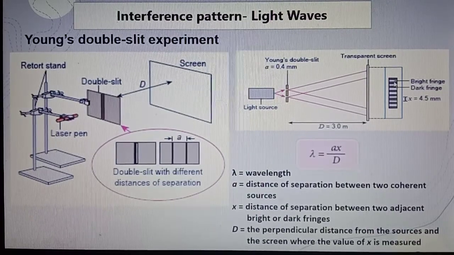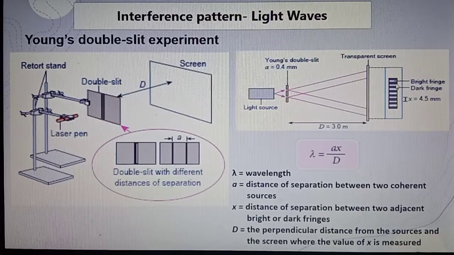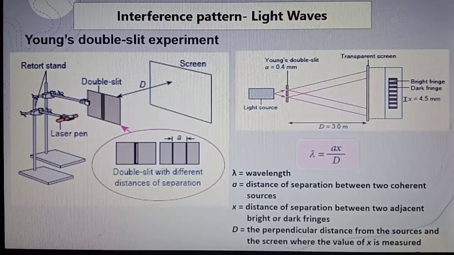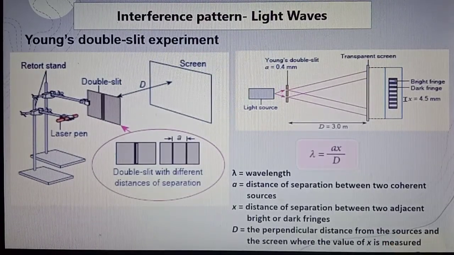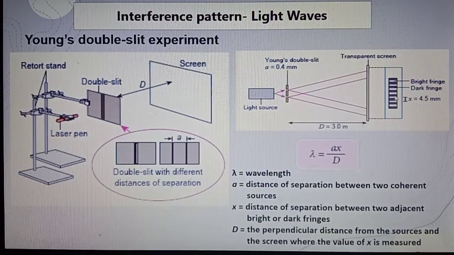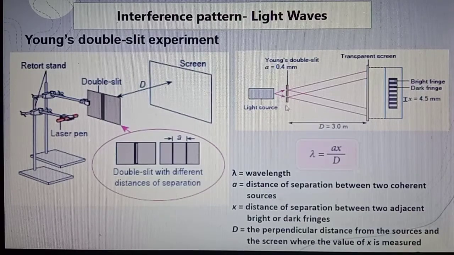Constructive interference of light will produce a bright fringe. Destructive will produce a dark fringe. So you can see bright and dark fringes alternately form on the screen. The distance between two consecutive bright fringes or two consecutive dark fringes, we call it x. We just measure from center to center. And D here is the distance between the slit and the screen. This is D.